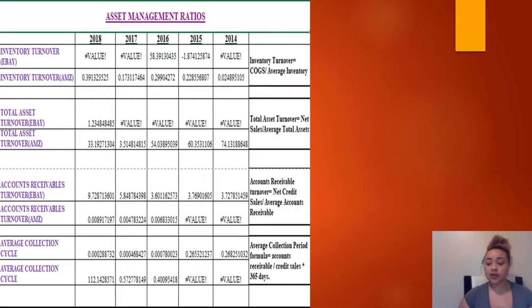The average collection period is the amount of time that it takes for a business to receive payments that it's owed in terms of accounts receivable. It is calculated by dividing the average balance of accounts receivable by the total net credit sales, to see how fast customers are paying back the credit that they owe the company.